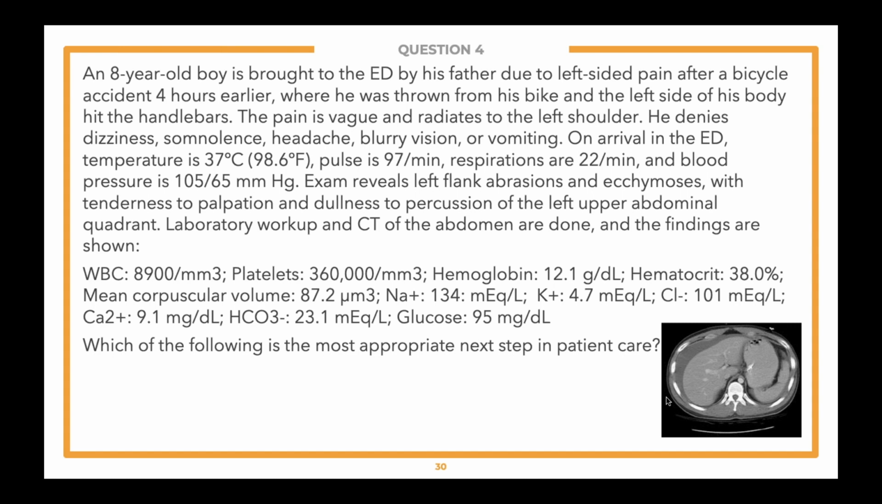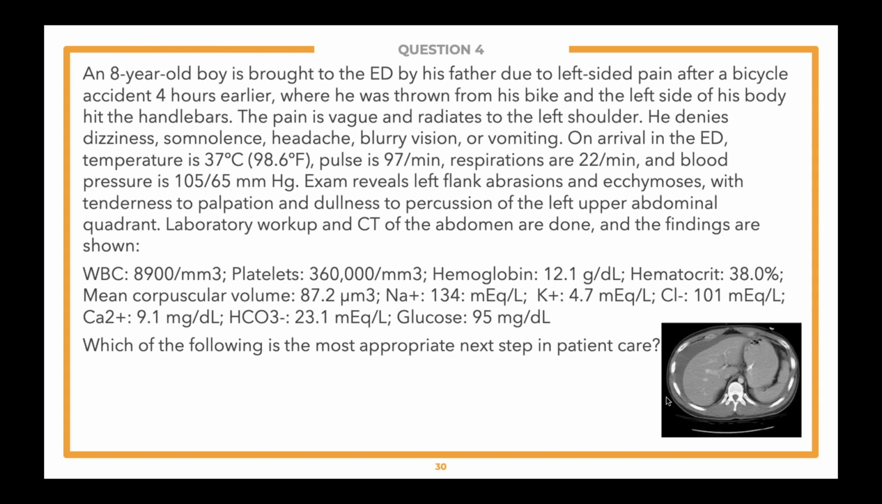An 8-year-old boy is brought to the ED by his father due to left-sided pain after a bicycle accident 4 hours earlier, where he was thrown from his bike and the left side of his body hit the handlebars. The pain is vague and radiates to the left shoulder. He denies dizziness, somnolence, headache, blurry vision, or vomiting. On arrival in the ED, temperature is 37 degrees Celsius, 98.6 degrees Fahrenheit, pulse is 97 per minute, respirations are 22 per minute, and blood pressure is 105/65.